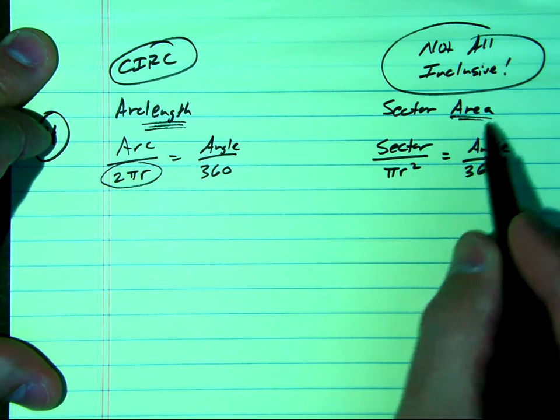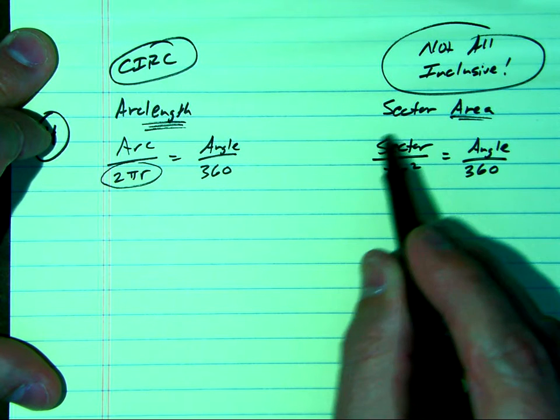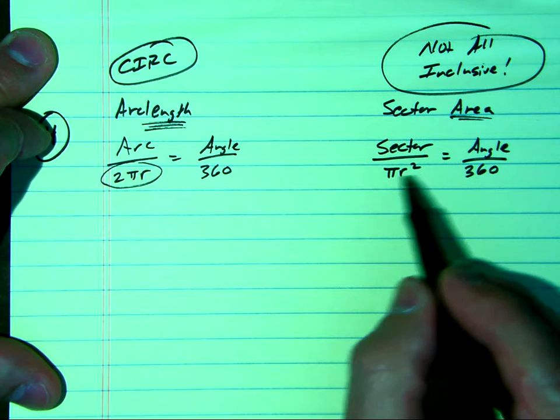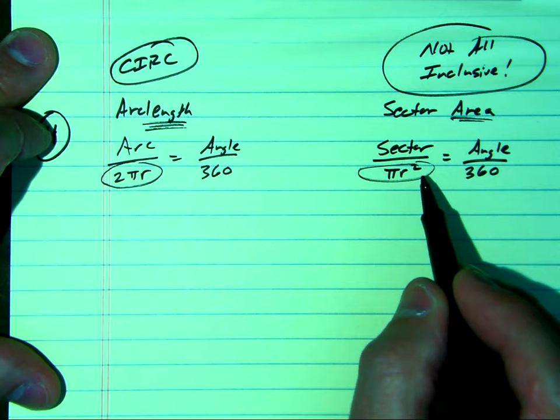If you're finding the area, like the sector area, think of this as a pizza slice. How much is one pizza slice divided by the area of the entire pizza? So that's area. You've got to make sure the bottom left of your proportion is the correct formula.